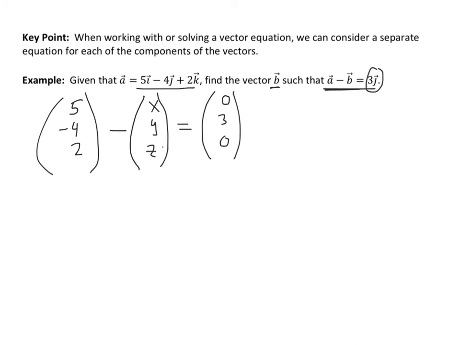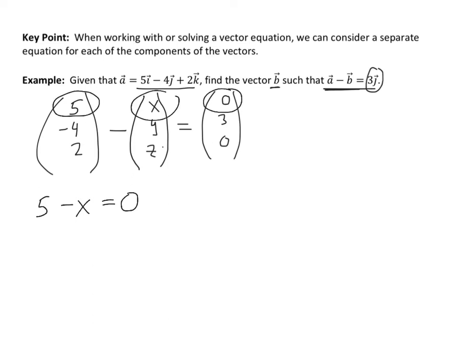Okay, so what this problem is saying is, hey, you've got this vector A, there's something you could subtract off of it so that the result would be 0, 3, 0. And what I want to share with you is, remember this key point, right? When you're working with or solving a vector equation, you can consider a separate equation for each of the components. So what I mean by that is, let's look at the x components. The x components of this tell me that 5 minus whatever x is has to be 0. I got that because I looked at the x components.